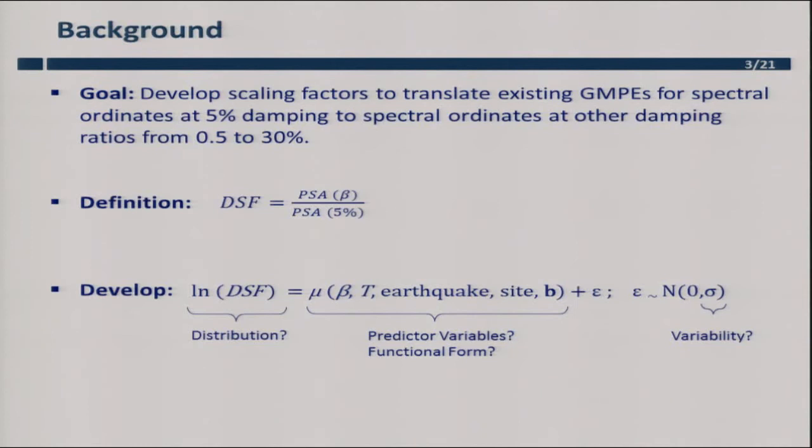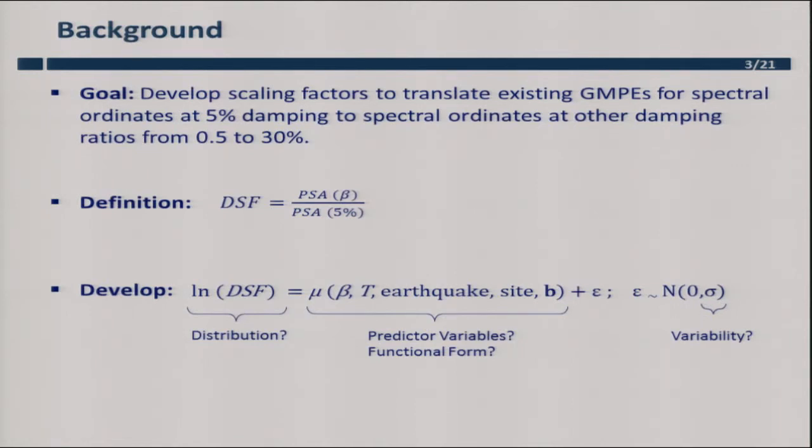So our goal in this working group was to develop a model for a scaling factor that can be used on the spectral ordinates predicted at a 5% damping ratio by any GMPE to spectral ordinates at any other damping ratio. We were interested in damping ratios between 0.5 to 30%, and we defined the damping scaling factor as the ratio between the pseudo-spectral acceleration at any beta damping ratio to that of 5% damping ratio. Our goal was to come up with a model that can describe this DSF as a function of various predictor variables, damping ratio, spectral period, or any other earthquake and site characteristic that can influence the DSF significantly. The B here is a vector of regression coefficients and some error term that's normally distributed with a standard deviation sigma.